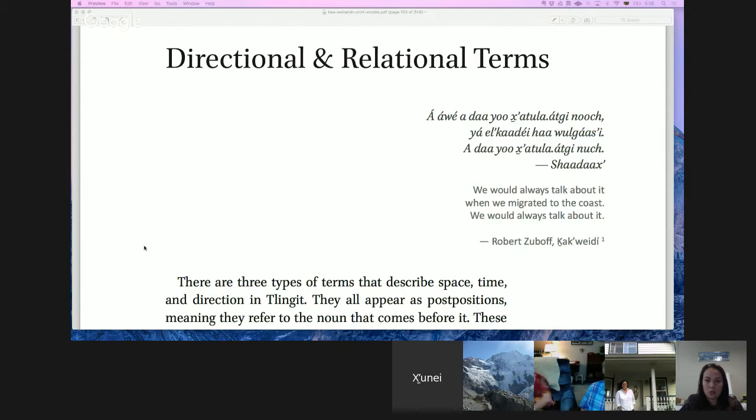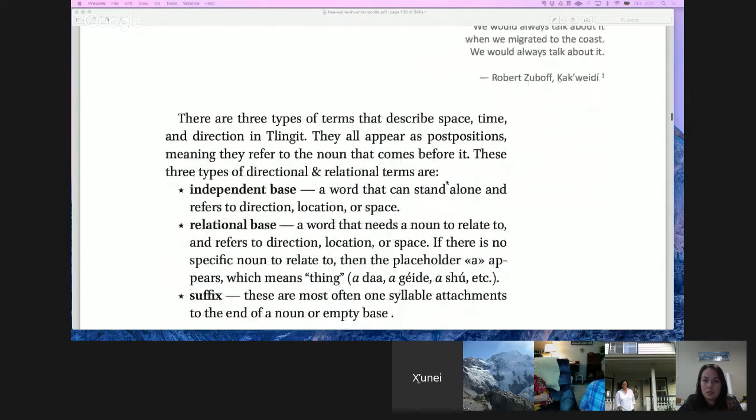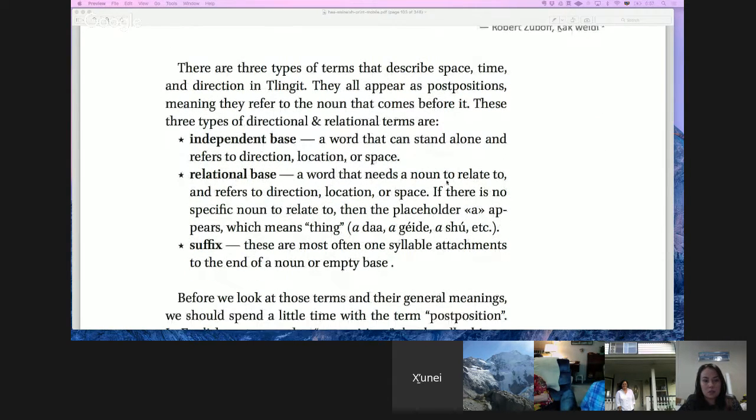When we get into verbs, there's a lot more stuff to keep track of. So what we're going to see here is a couple of directional relational terms that are built into these sentences that help us understand how the language is functioning. When we're talking about space, time, direction, and sometimes concepts, there's these three different but related terms that we use. And this is how I look at them.